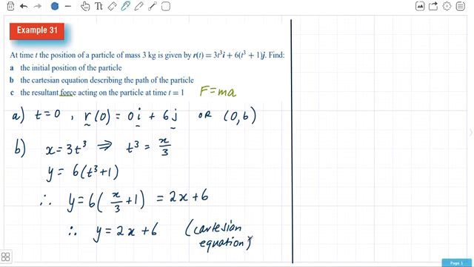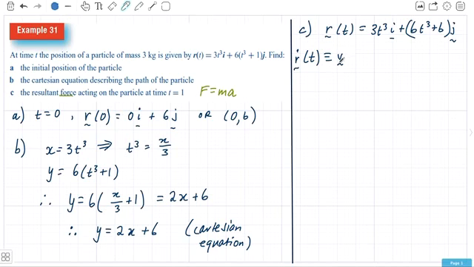Alright, for the last part of this question, we need the resultant force. First thing I'm going to do, I've got r of t, I'm just going to write that down up here. I'm just going to expand it. I've just expanded the 6 through this bracket. Now what I'm going to do is differentiate, because differentiating gives me my velocity vector v. So if I differentiate, I get 9t squared i plus 6 times 3 is 18t squared j. The 6 will disappear. So that's my velocity.